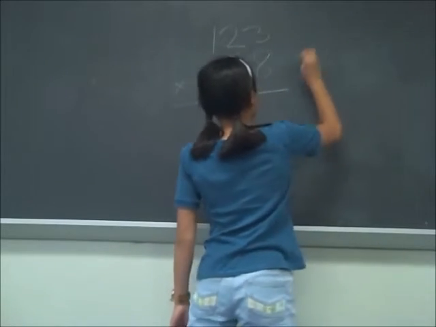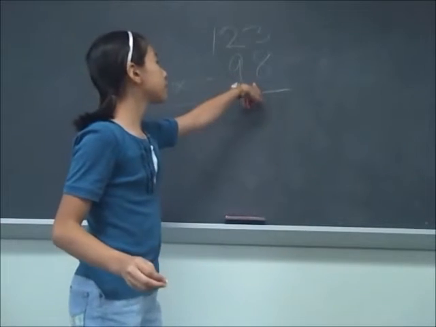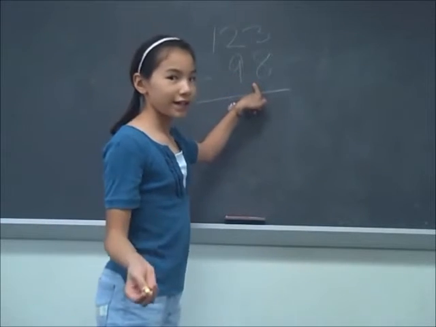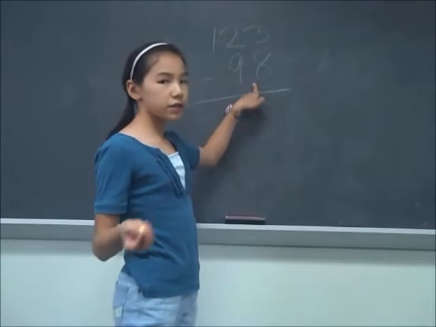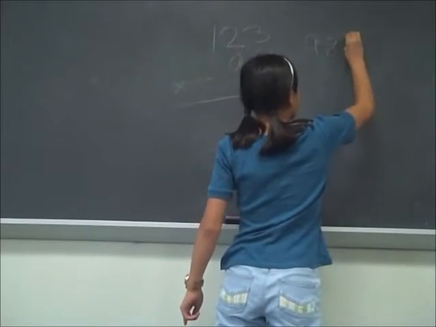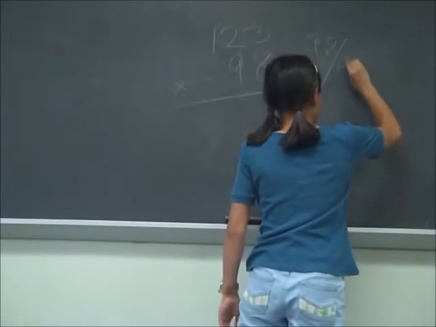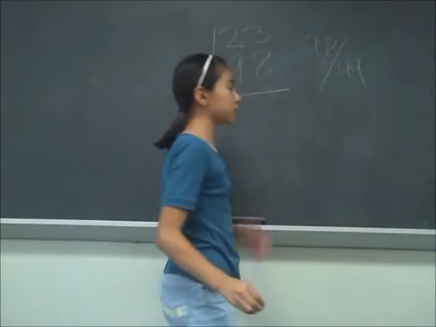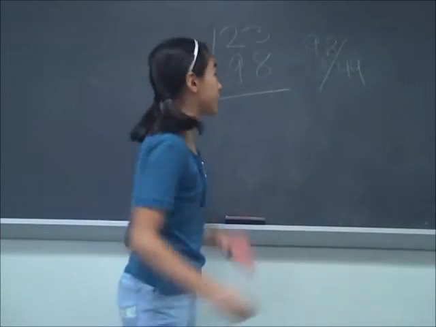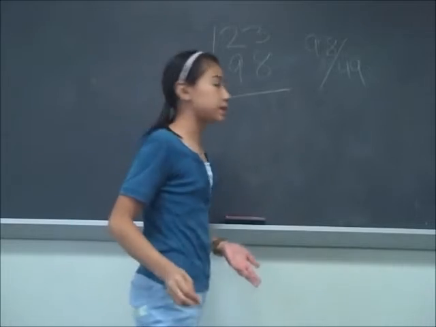So, 98 is not an even number. Well, it is an even number, sorry. So that means we can divide it in half. 98, I'm just going to put a slash there so I know which is which. Equals 49. Well, it doesn't equal it, but 49 plus 49 equals 98. But 123 can't be divided in half.